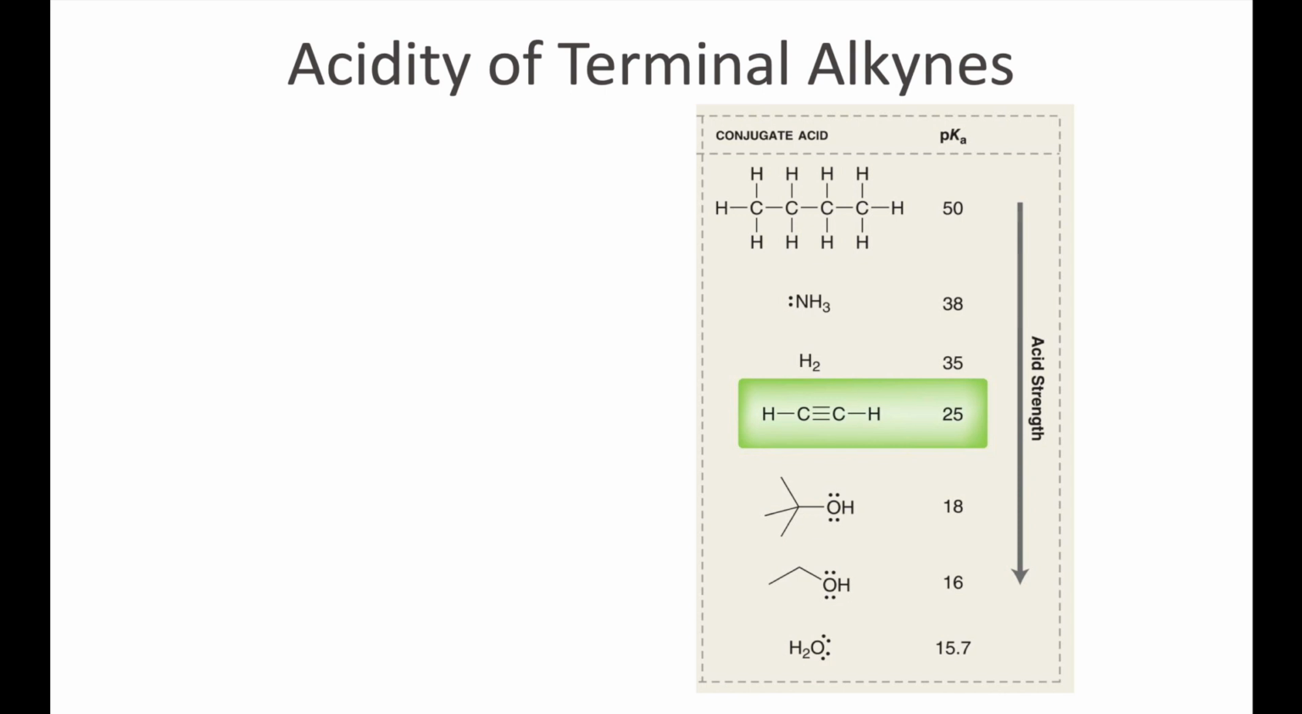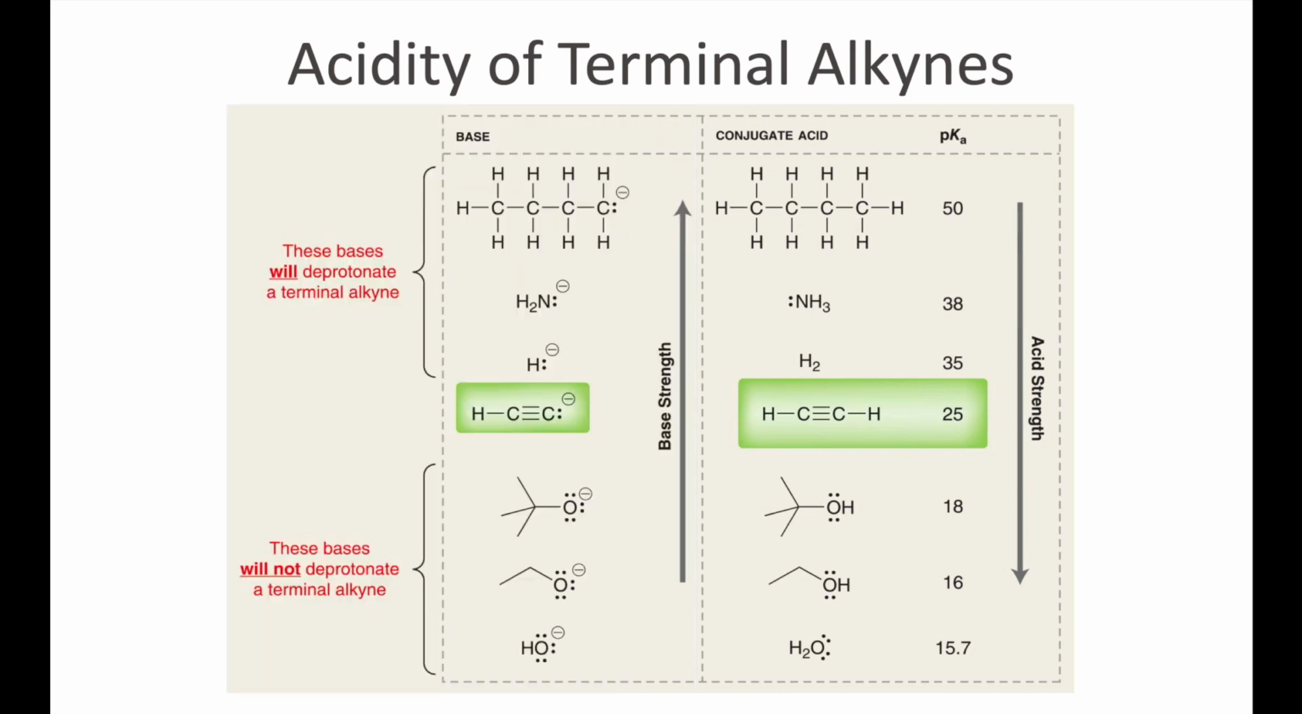So you have here pKa's of 50, 38, and 35, which are definitely weaker acids than 25. So if you take the conjugate base of those, you will have good enough bases to deprotonate acetylene. So you have a carbanion, an amide, or even a hydride. All of those will be strong enough to deprotonate your acetylene. Whereas all the alkoxides in the bottom there will not be strong enough to deprotonate your acetylene.